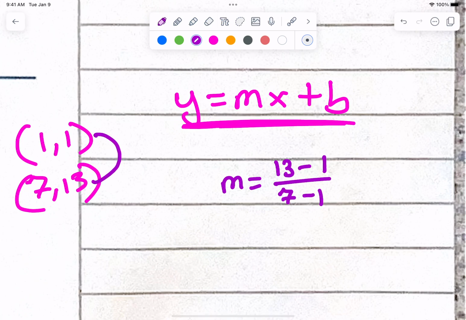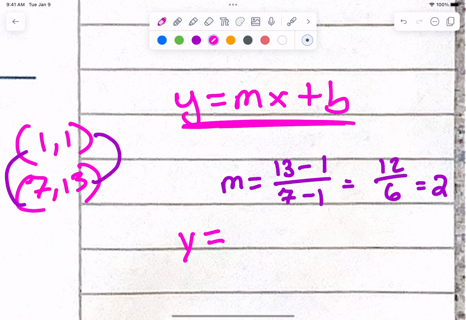Do you see where you got that? Those two, okay. 13 minus 1 is 12. 7 minus 1 is 6. Oh, that is gorgeous. 2. We love that. So now we are at y equals 2x plus b.